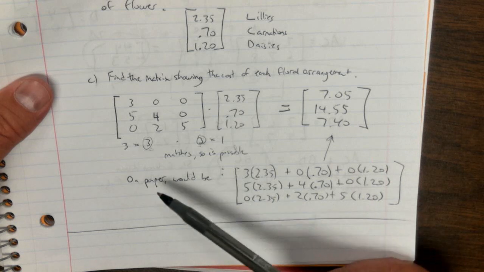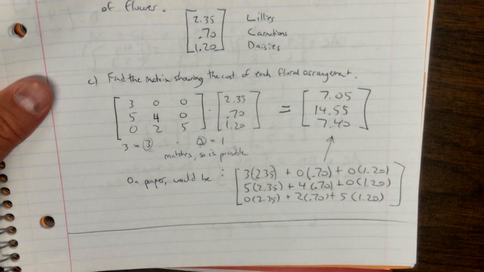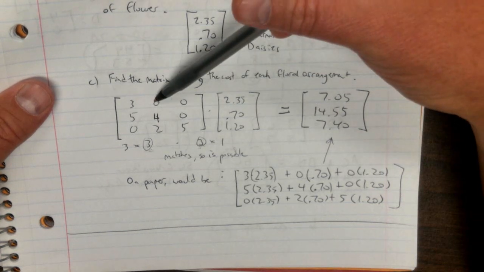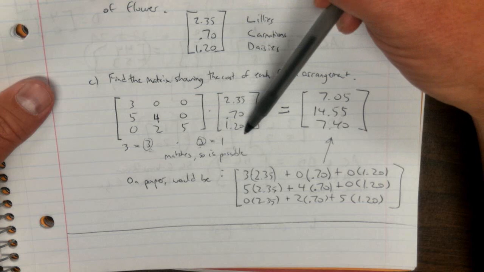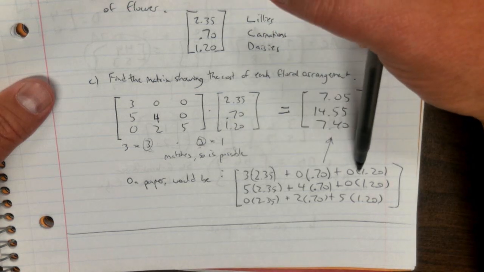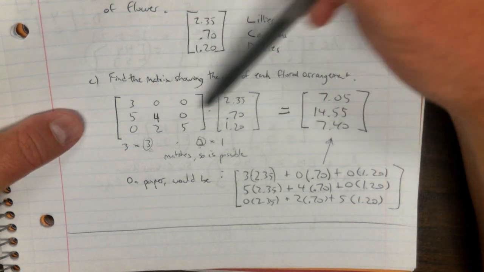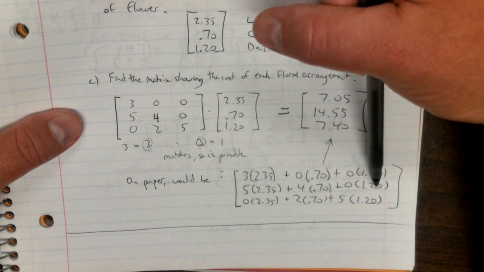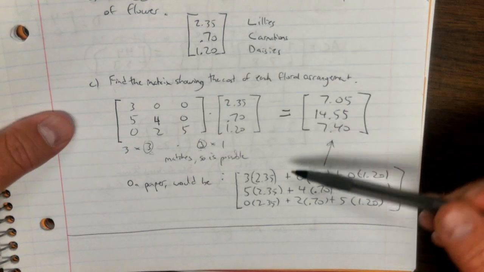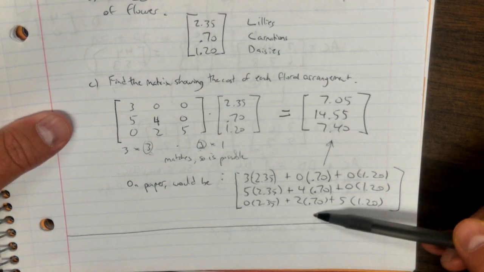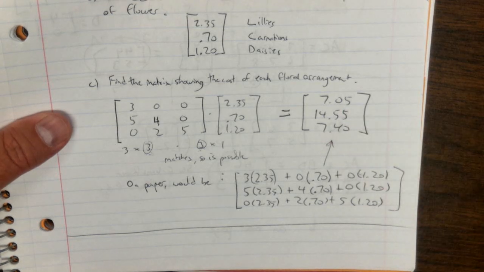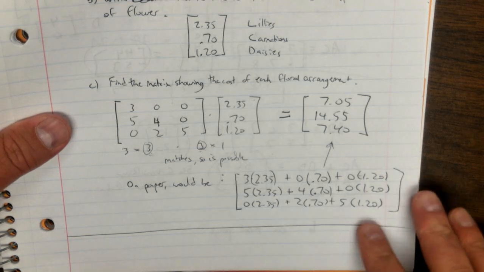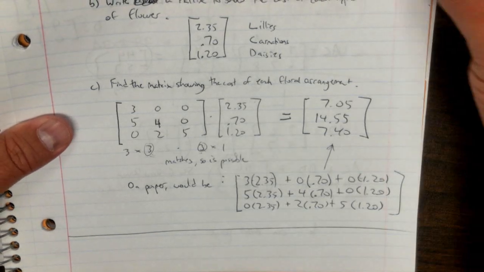On paper, again, this would be much more complicated. You'd have to do 3 times this, plus 0 times this, plus 0 times that, just for your first term. And then you'd have to do 5 times this, 4 times this, 0 times this, for your middle term, and so on. And so that's not really worth it on the paper. I would just do that on the calculator. Really could not see why you would not want to do these type problems on your calculator.